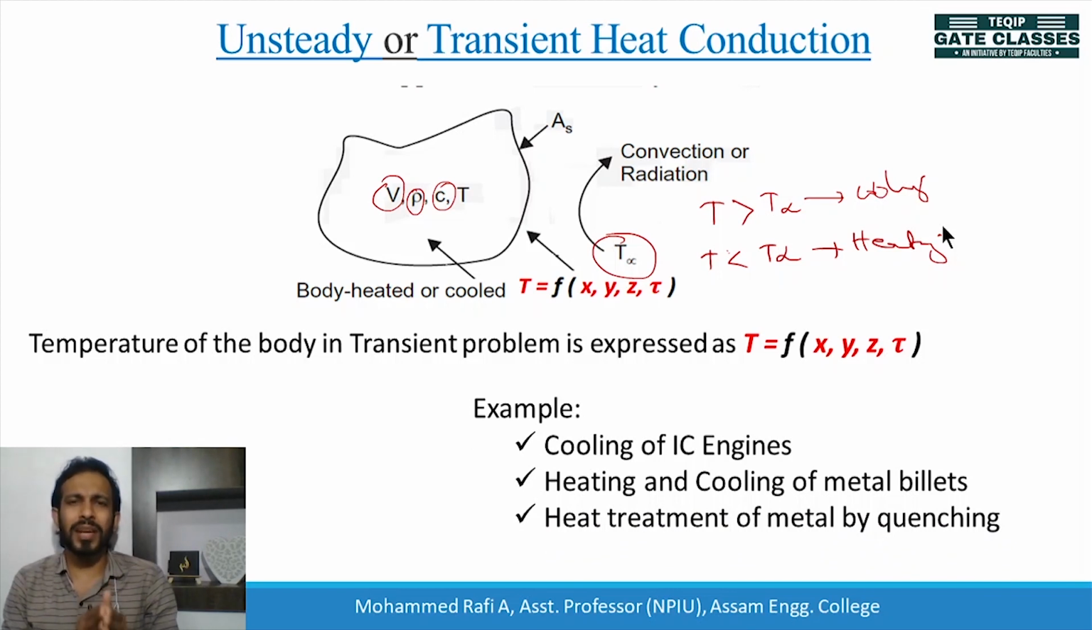Understood? Can you recall some examples? Basically, the cooling of an IC engine, or heating or cooling of metal billets. Suppose you are dropping hot iron in some quenching process. All these things you might have studied in material science or will study in other subjects. Wherever heat transfer happens, it will be either a steady state or unsteady state condition. We already have enough idea about steady state, how the temperature profile and heat transfer rate vary. We analyzed all these in the previous lectures.